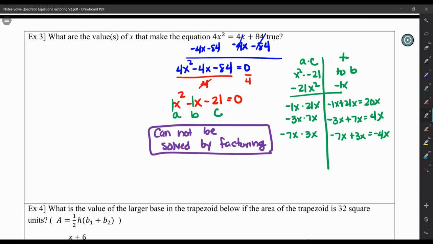So if you end up with something like this, where you ran out of factors and it doesn't add up to what you need, you can't solve it by factoring. You need to use something else. Right now, all we have is the square root method, which I can't use because there are 2 sets of x's. So I can't use the square root method either. We will learn how to solve these down the road.